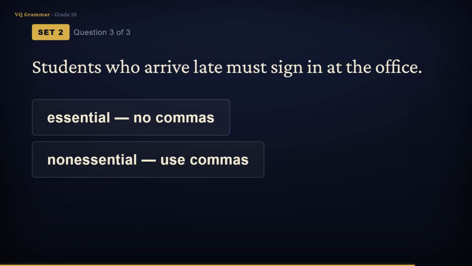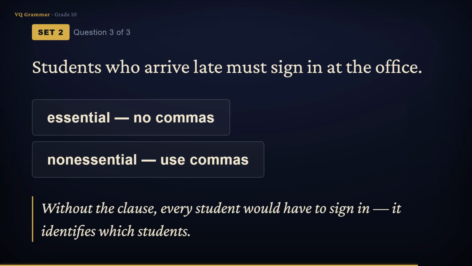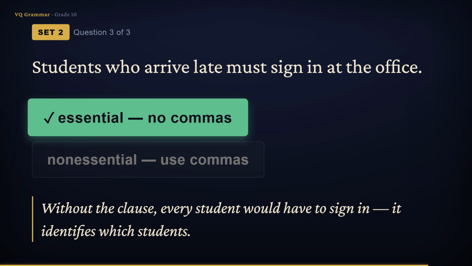Students who arrive late must sign in at the office. Lift the clause out. Students must sign in at the office. Now every single student has to sign in, and that changes the meaning completely. The clause is telling us which students, so the answer is essential, no commas.